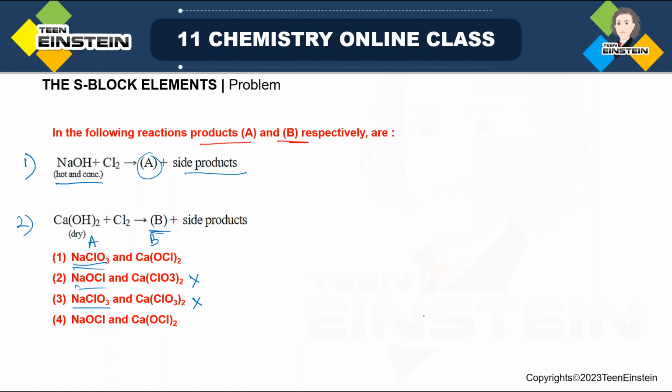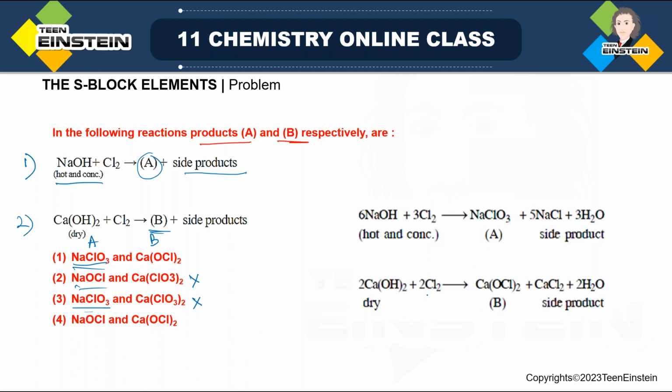Now what is the product A? Now we will see the actual equations. It is not important to balance. Even if you just know what the products are, that is enough. Now in the first equation, this will be treated as a side product.